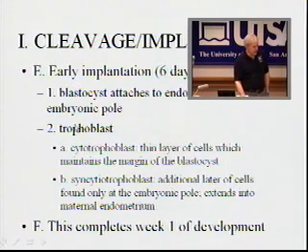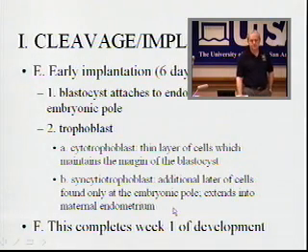Thus, the trophoblast is going to, so on the embryonic pole, we had indicated that's the pole that typically attaches to the endometrium, somewhere around day 6. The trophoblast is going to begin to differentiate into 2 layers. The cytotrophoblast, the thinner layer of cells that maintains the margin of the blastocyst, so the outermost portion. The syncytiotrophoblast, an additional layer found only at the embryonic pole, extends into the maternal endometrium.